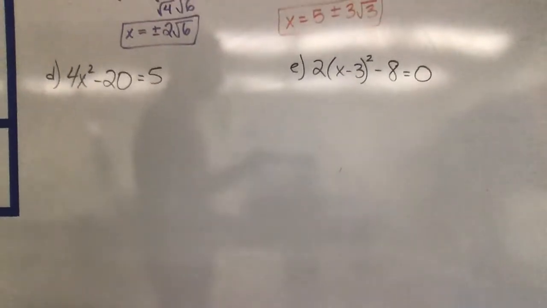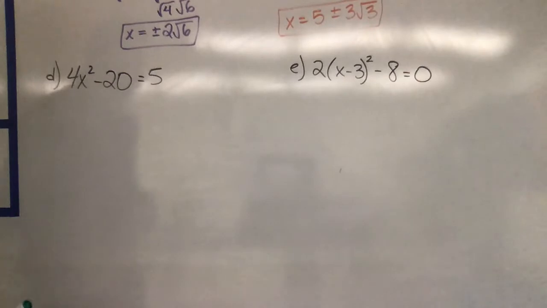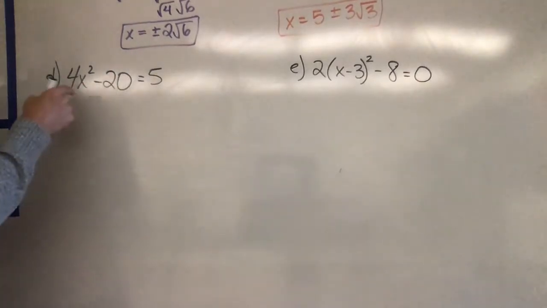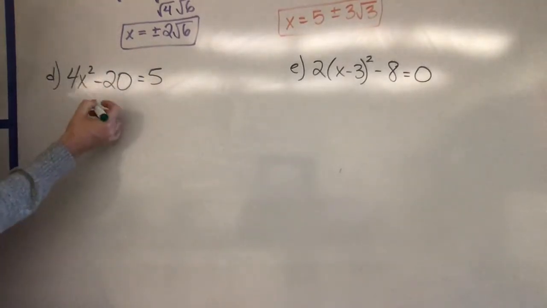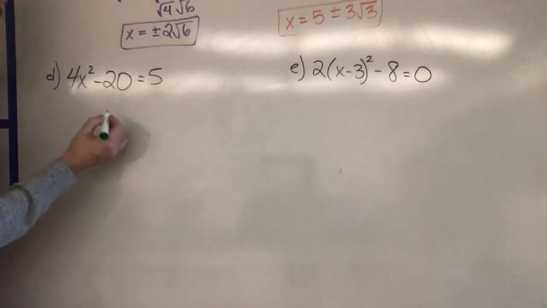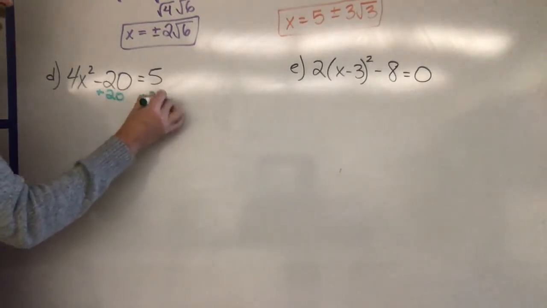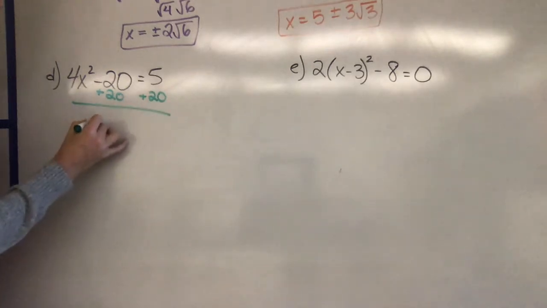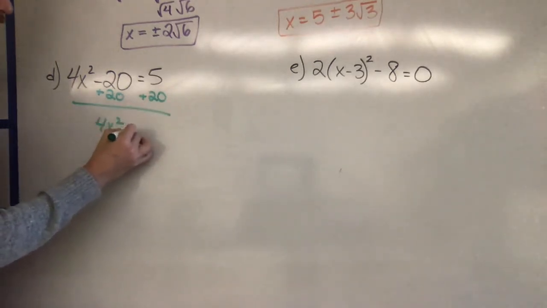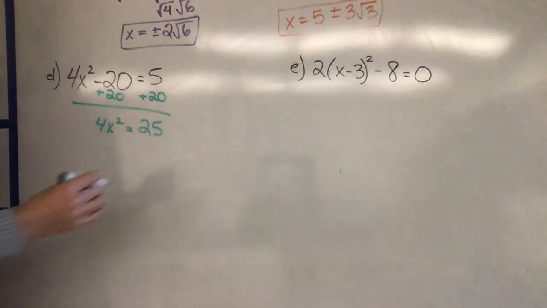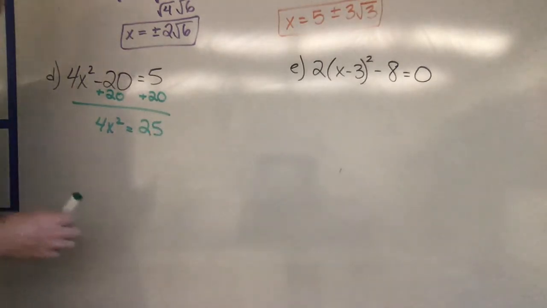All right, 4x squared minus 20 equals 5. That's our next one. So we have to isolate that x squared again. I have to get rid of minus 20. Come on. We can do that. Plus 20, no big deal. 4x squared equals 25. Come on, Mr. Blank. Give us something a little challenging here.